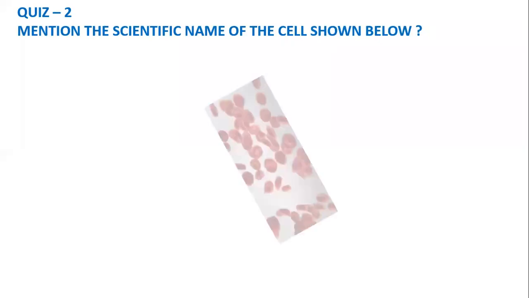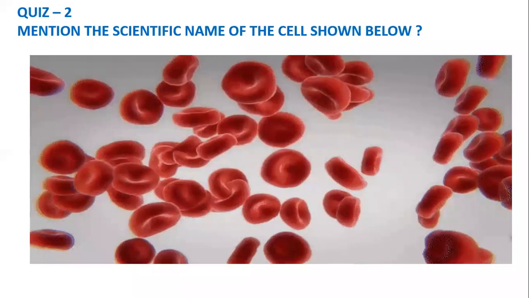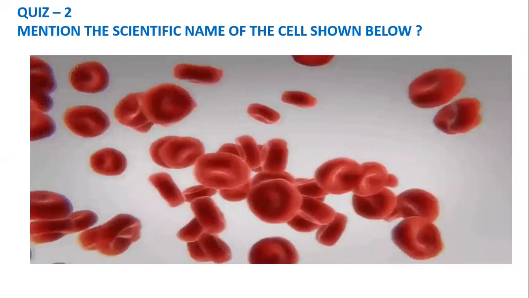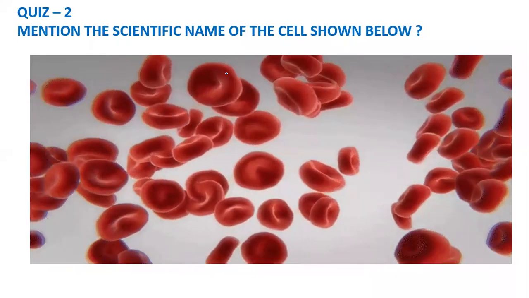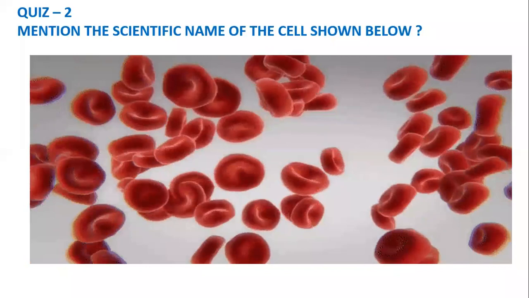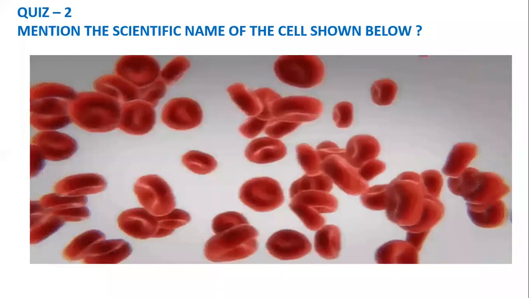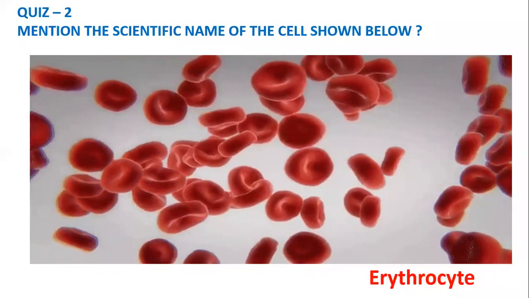Now this one is there in the human blood. What is the scientific name of this? Erythrocyte. RBC. Red blood cells is the common name. The scientific name is erythrocyte.